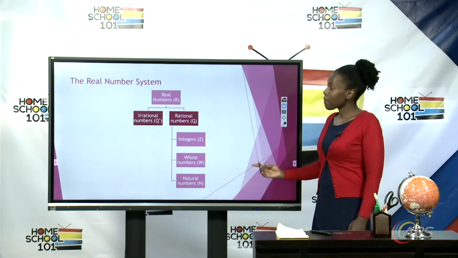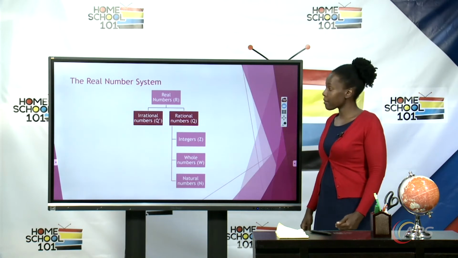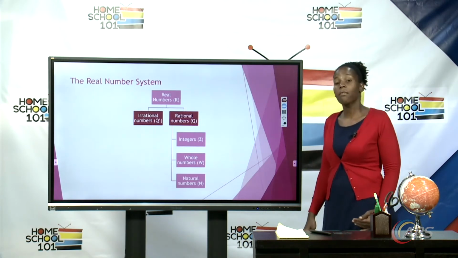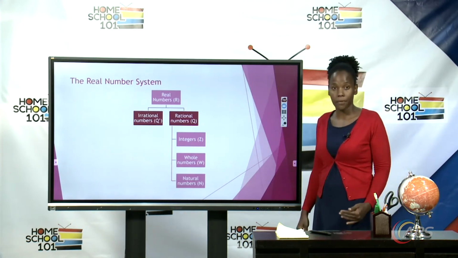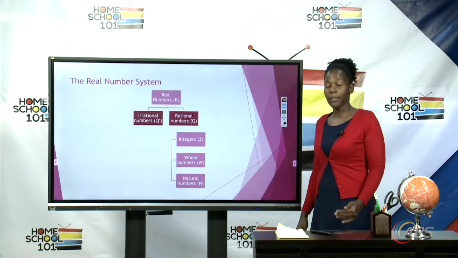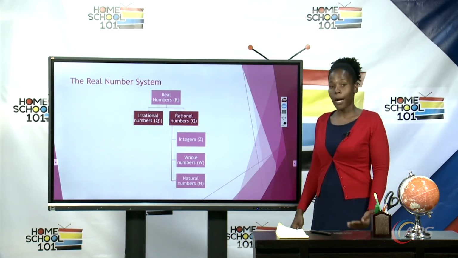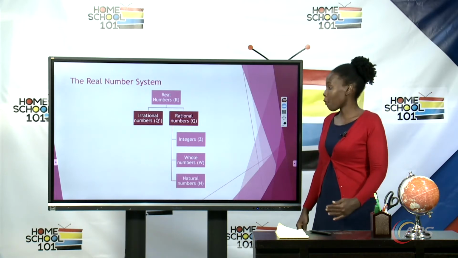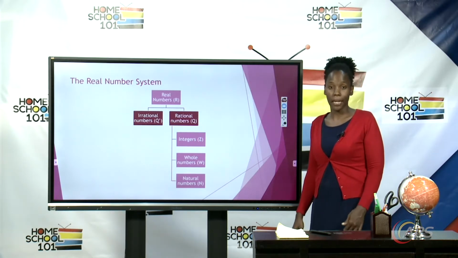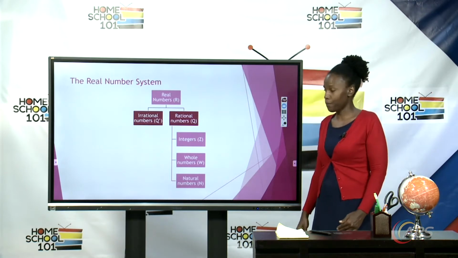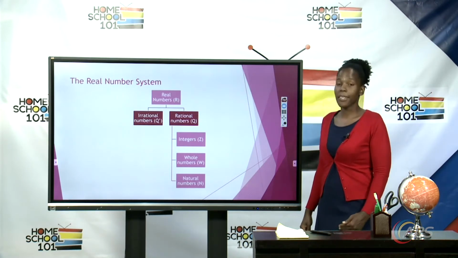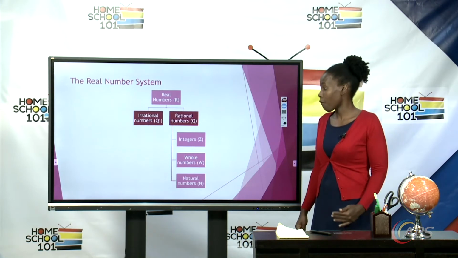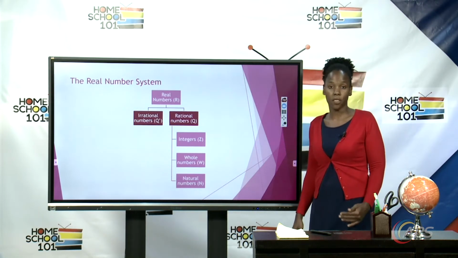So, to summarize the real number system, as indicated, the real numbers consist of two categories of numbers, irrational numbers and rational numbers. Your irrational numbers would be those that cannot be expressed as a fraction, while your rational numbers would be those that can be expressed as a fraction. Included in the set of rational numbers are three additional sets.